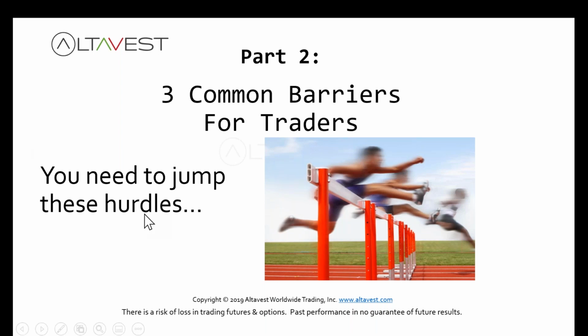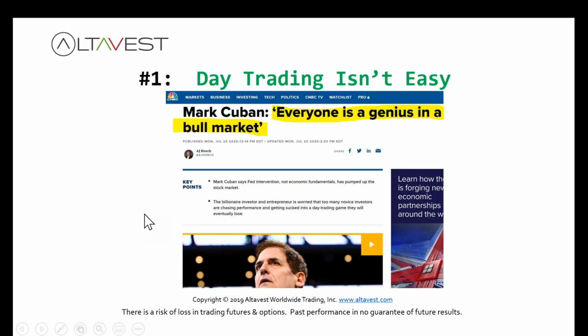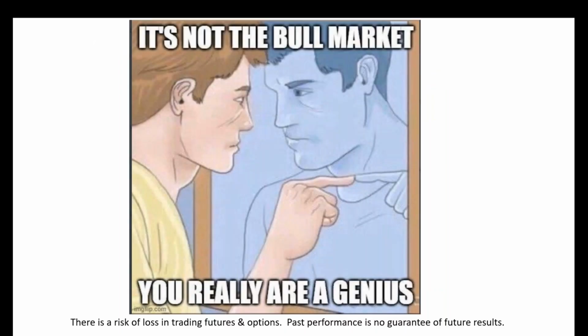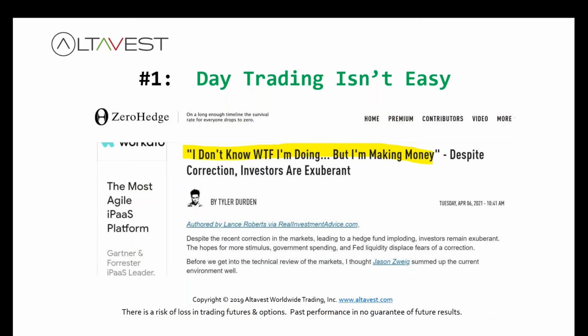Make any comments. Number 1, day trading. First of all, it's not that easy, folks. I think Mark Cuban's right here when he says everyone's a genius in a bull market. He's not the first to say that, but we can all relate to that. Sometimes we look in the mirror, and this is kind of what we start to think of ourselves. Hopefully, we don't get too far ahead of ourselves there, but I thought that was a good one.